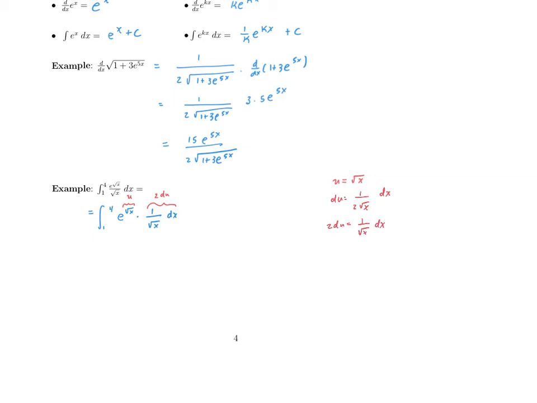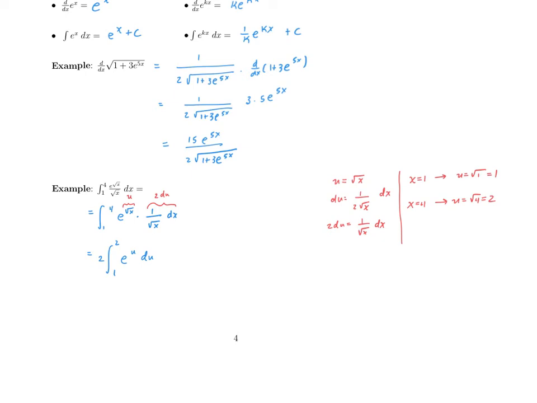So we now have our integrand written solely in terms of u, and 2 is a constant, which we can pull out front. But recall, whenever we evaluate a definite integral with a substitution, we must change our limits of integration. Our lower limit of integration, x equals 1, becomes u equals 1. Our upper limit of integration, x equals 4, becomes u equals the square root of 4, which is 2.